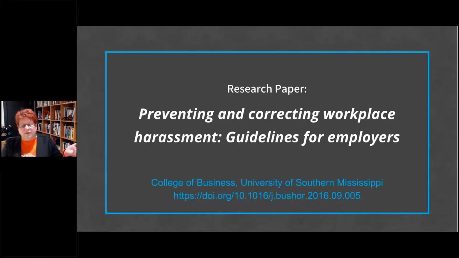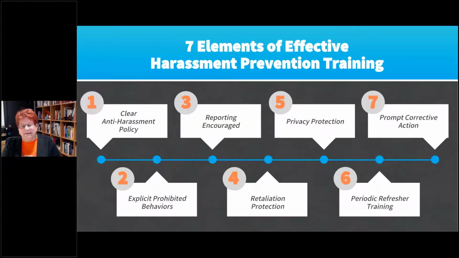So the things that you're about to see here, the best practices that I've pulled here, I relied heavily on a research paper, Preventing and Correcting Workplace Harassment: Guidelines for Employers. And that comes from the College of Business at the University of Southern Mississippi. That will be a link. Andrew's going to pop that in here for you so that you have the link so that you can go and retrieve that paper if you like. I just posted it in the chat, and we'll also include that in the follow-up email. So if you don't get it now, you'll get it later.